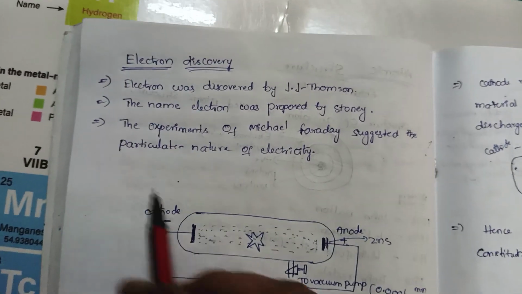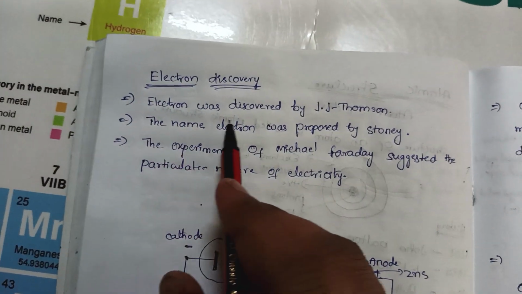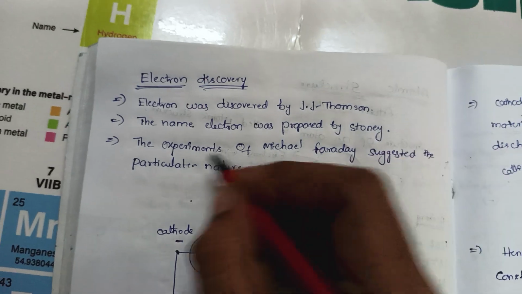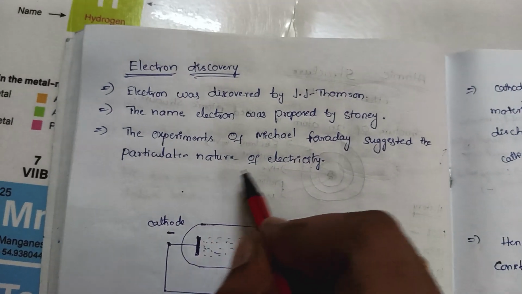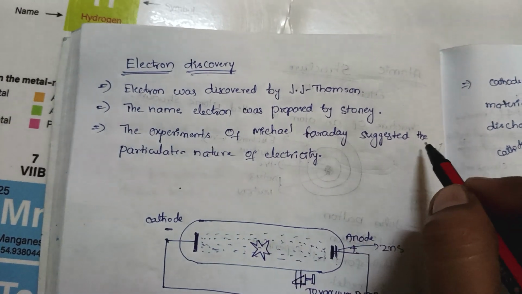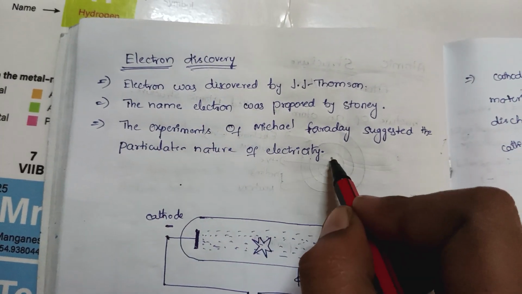Discovery of electron. Electron was discovered by J.J. Thomson. The name electron was proposed by Stoney. The experiments of Michael Faraday suggested the particulate nature of electricity.